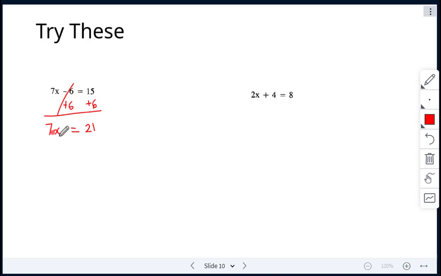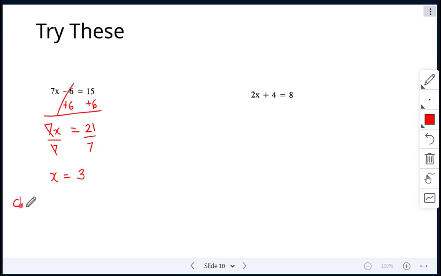We still want to get x all by itself so that we can solve for x. So we have to get rid of the 7. Because it's 7 times x, we're going to do the opposite of that, which is to divide by 7 on both sides. 7 divided by 7 is just 1. We're left with 1x, just x. And then on the right side, we have 21 divided by 7, which is 3. So our answer is x is equal to 3.